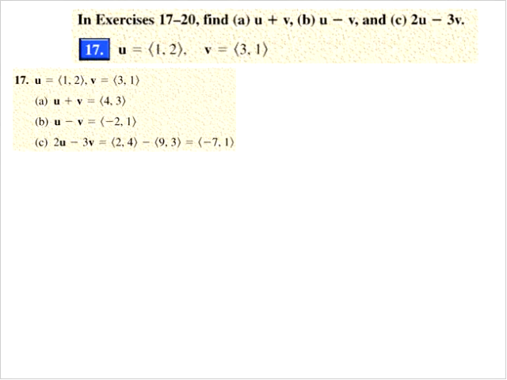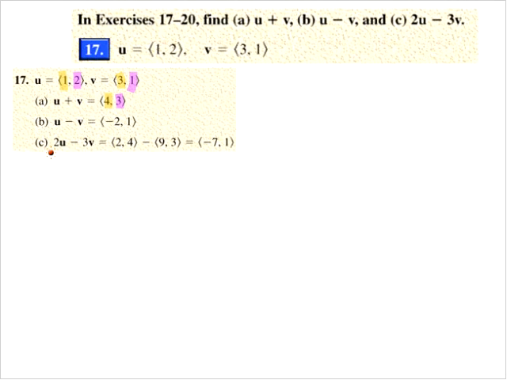So if you have u plus v, we want to add those vectors together. So 1 plus 3 is 4, and then 2 plus 1 is 3. And subtracting them, the same idea. 1 minus 3 is negative 2. 2 minus 1 is 1.